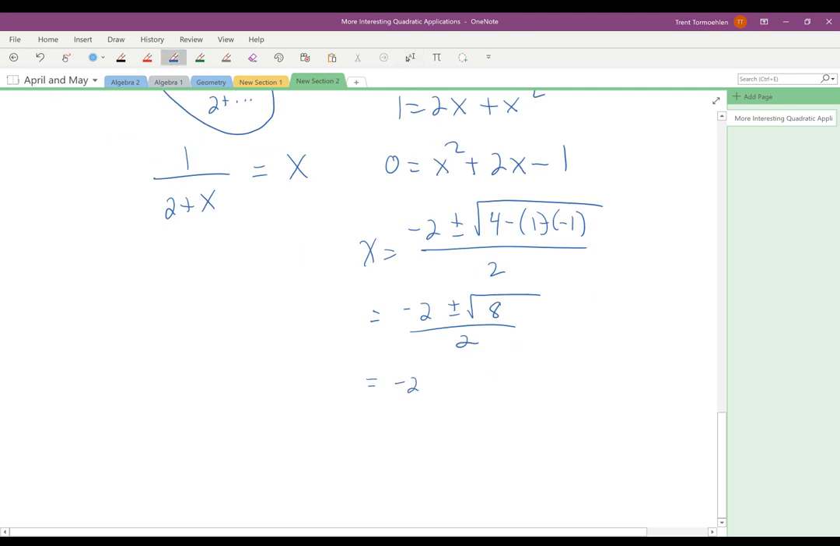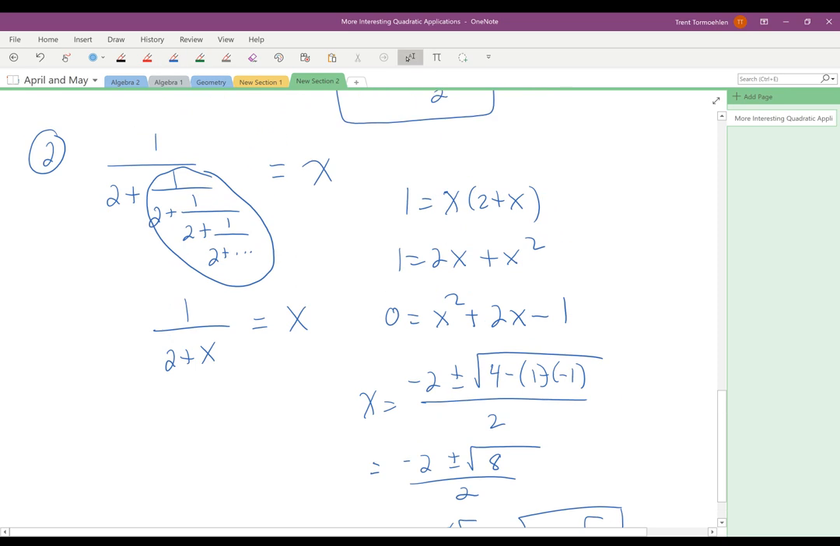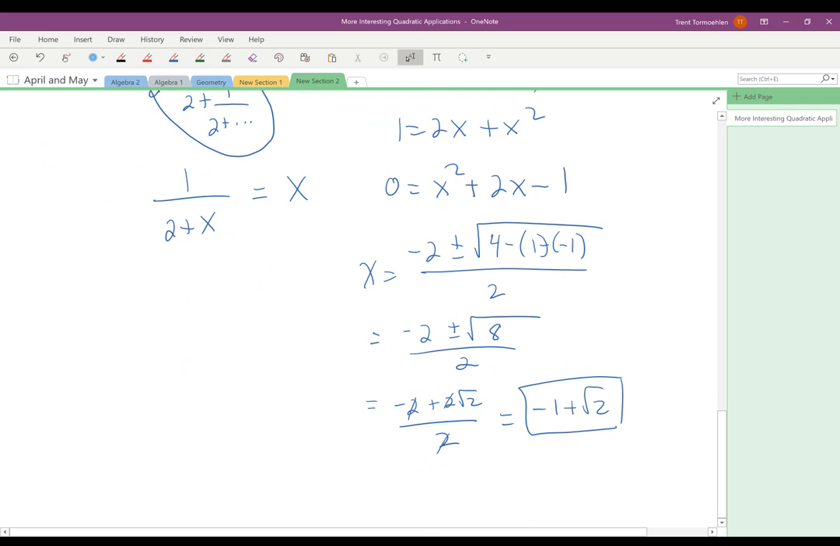We're going to do just the plus again because we know that's a positive value. The square root of 8 is 2 root 2. And so our 2's can all cancel out, and we get negative 1 plus root 2. And so this continued fraction, 1 over 2 plus 1 over 2 plus 1 over 2 plus 1, has the simple value of negative 1 plus the square root of 2.